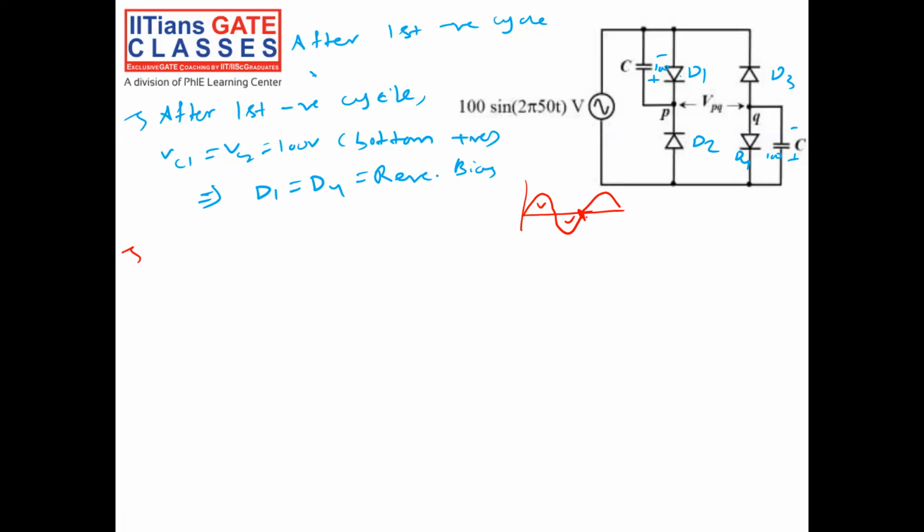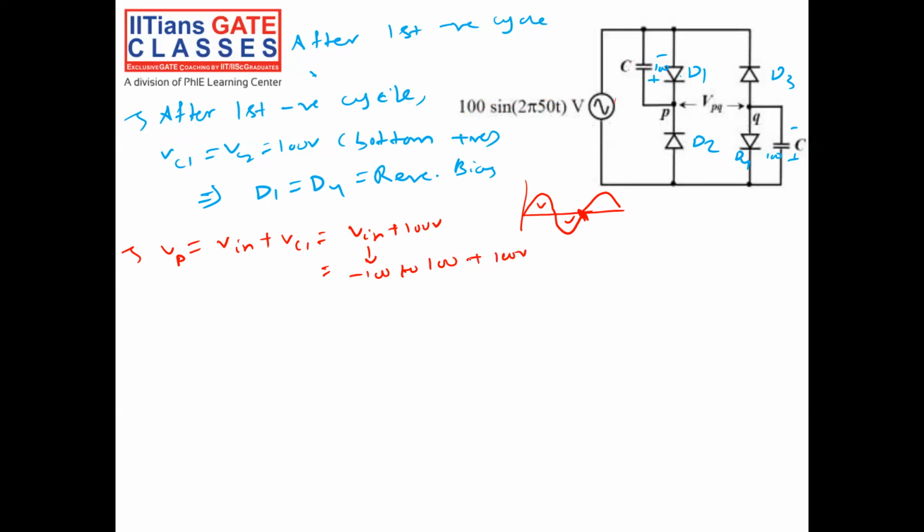Okay, but at this point, what is VP? VP is nothing but Vin plus 100 volt, right? VC1 is equal to Vin plus 100. Since VP is 100 sin omega t, Vin should be varying from minus 100 to plus 100, right? Then I will add 100 volt.